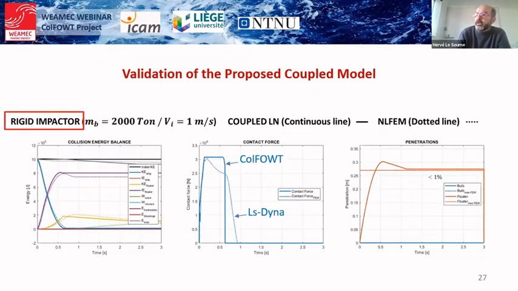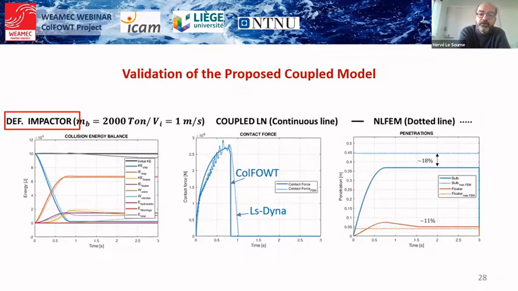And you can see here the first results we obtained for a rigid impactor. You can see that we have quite a nice correlation, either for the energies or for the contact force. And regarding the final penetration into the floating offshore wind turbine, we have a discrepancy of less than 1%.